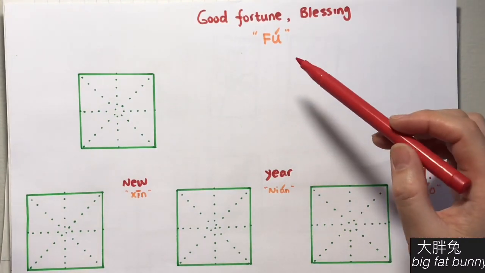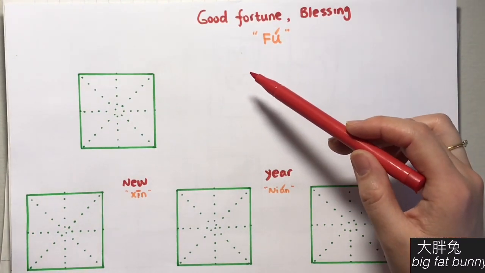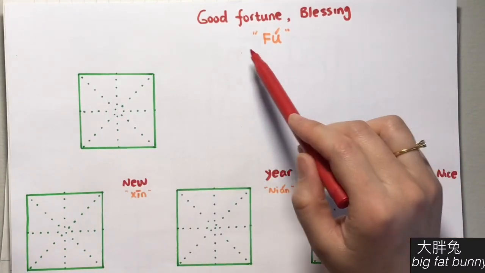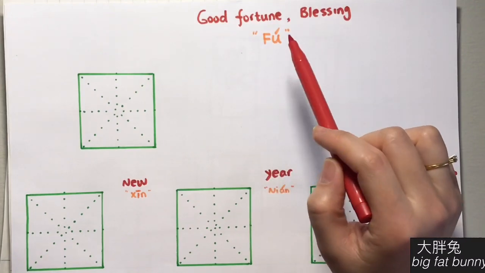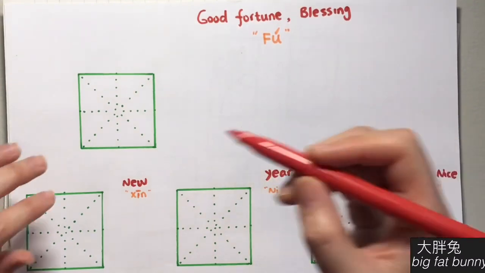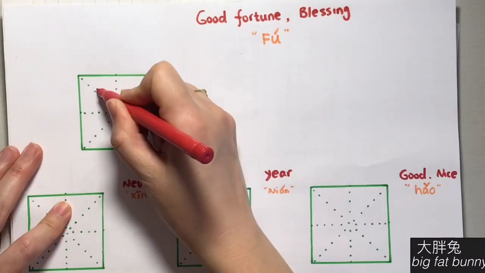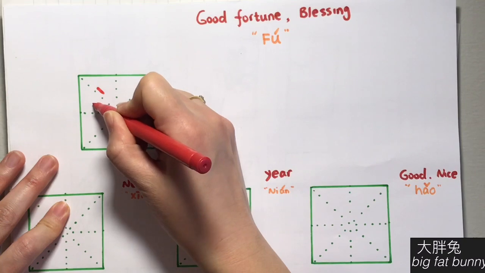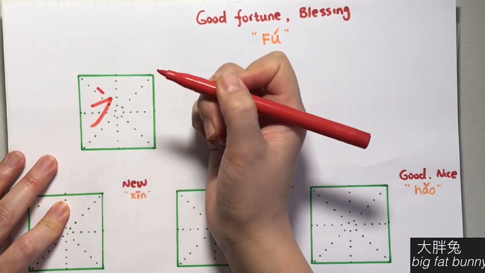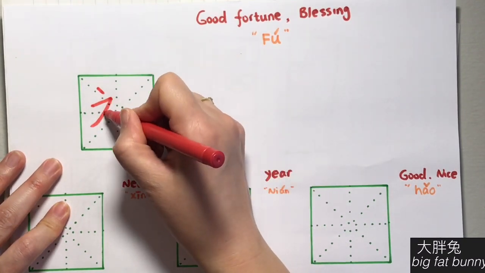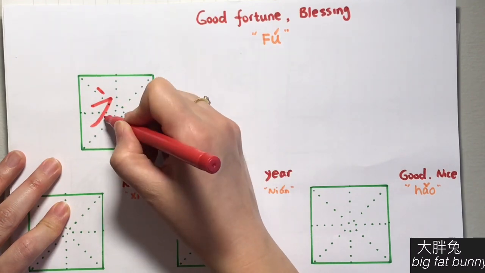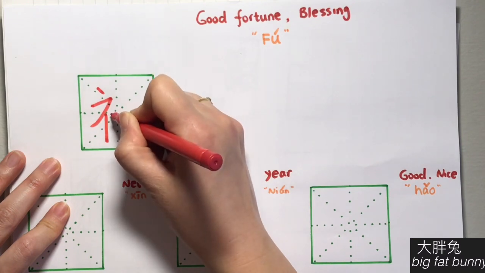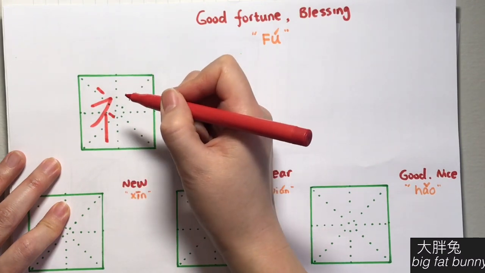But first of all, a lot of Chinese families will write these characters called Fu, which means good fortune and blessing. We normally write like this. Let's start from this character. A little dot. Then the second one, like this. We'll write it again. The third one, a little stick. Then another little dot.